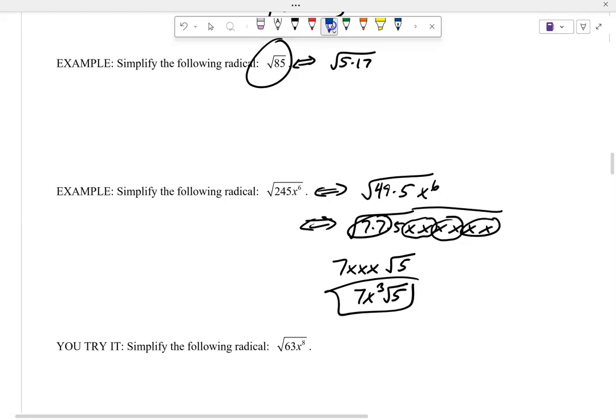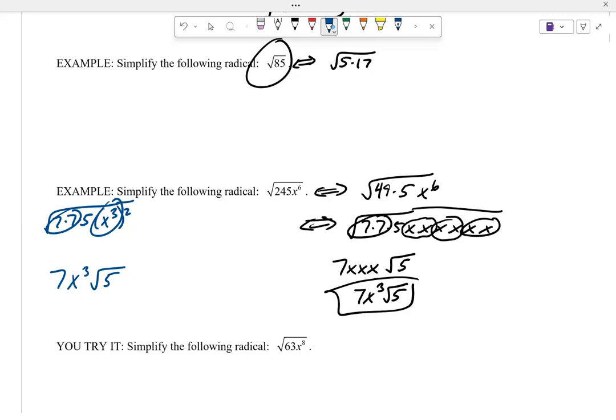Now what you'll see a lot of the time is, maybe you want to think about it this way. I've got x to the third being squared. I have 2 sets of x to the third. So I've got a 7 coming out, I've got an x to the third coming out, and I'm just left with the 5 underneath. You could do it that way too.